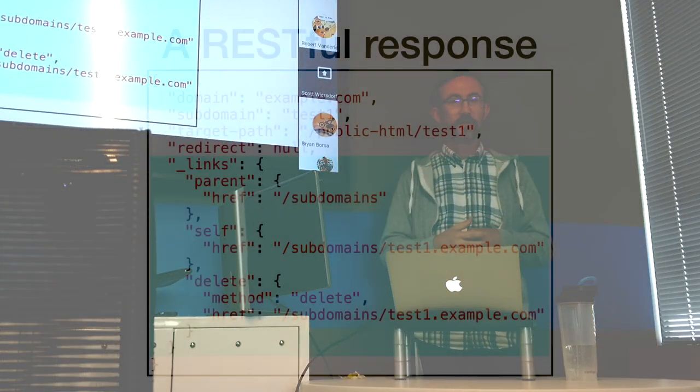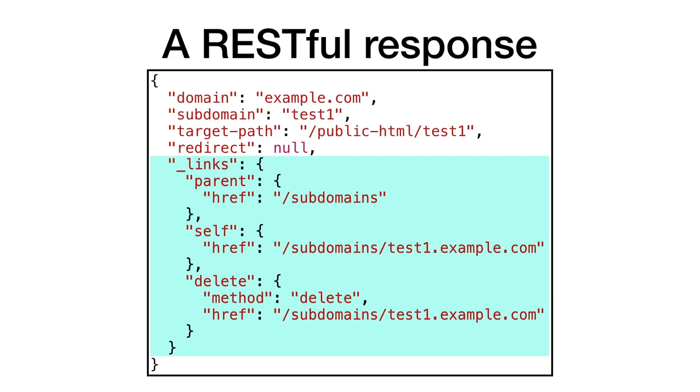REST is not the objective. The objective is to make life better for the API consumers, that we can decouple the client from the server logic, and make changes easy and possible. So REST happens to be one of the better ways to do that, but there are others. Okay, so now we've considered that.